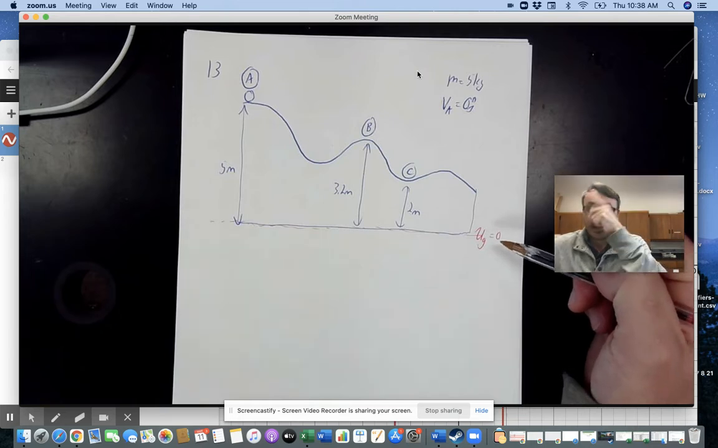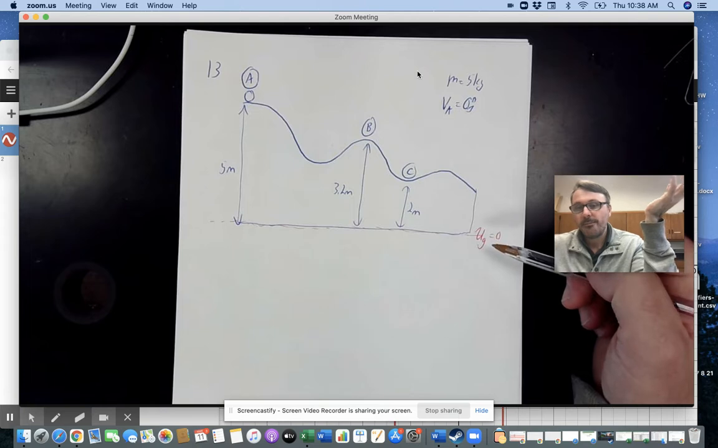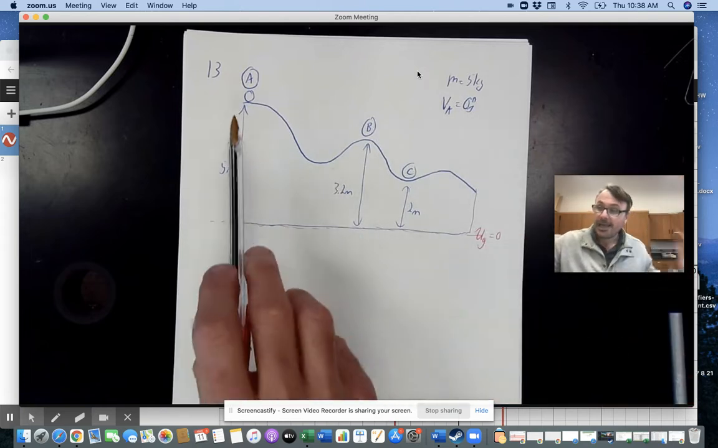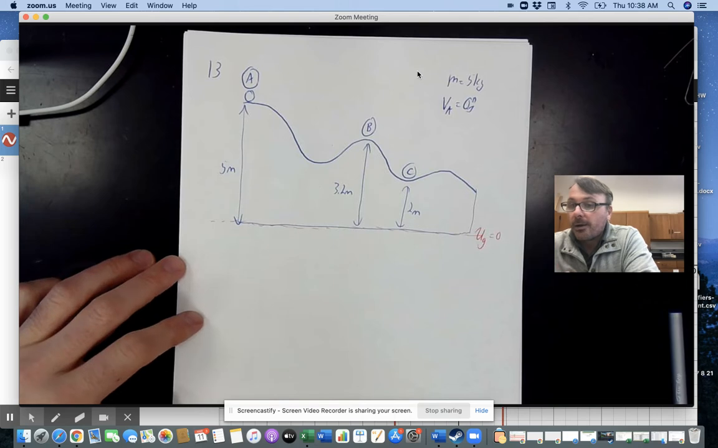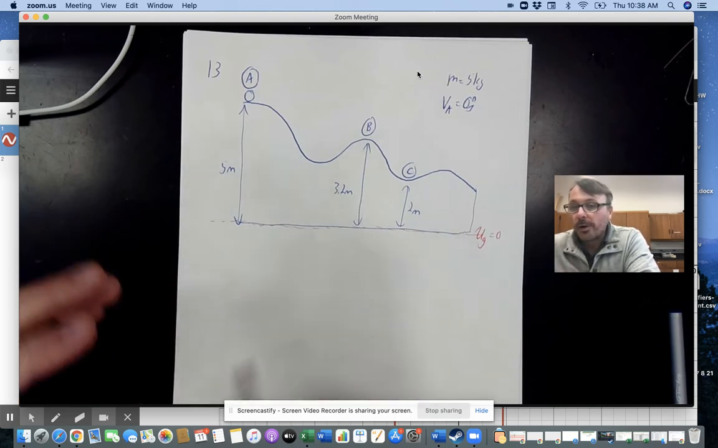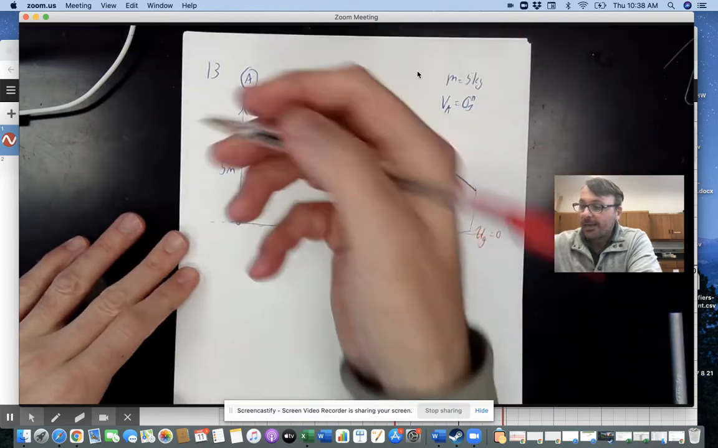Step 3 is actually going to be to demarcate where the important points in the problem are. Now, this problem does it nicely for us. It gave us A, B, and C. In some problems, they don't tell you the important points. I'm going to ask you to label the important points. Why? Well, when approaching this now, what do we want to do? Well, what we want to do is sort of think about total energy at each of these points.